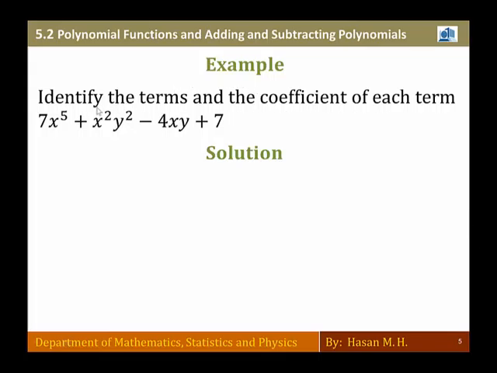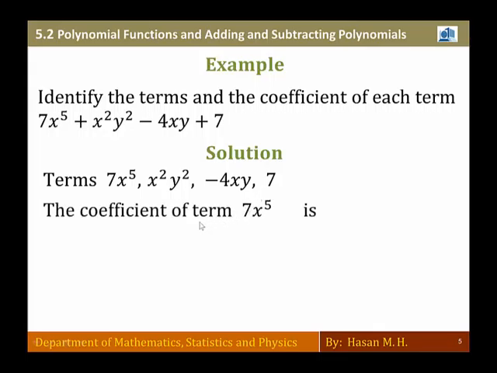Example: identify the terms and the coefficient of each term. 7x to the power 5 plus x square y square minus 4xy plus 7. The terms are 7x to the power 5, x square y square, negative 4xy, and 7.